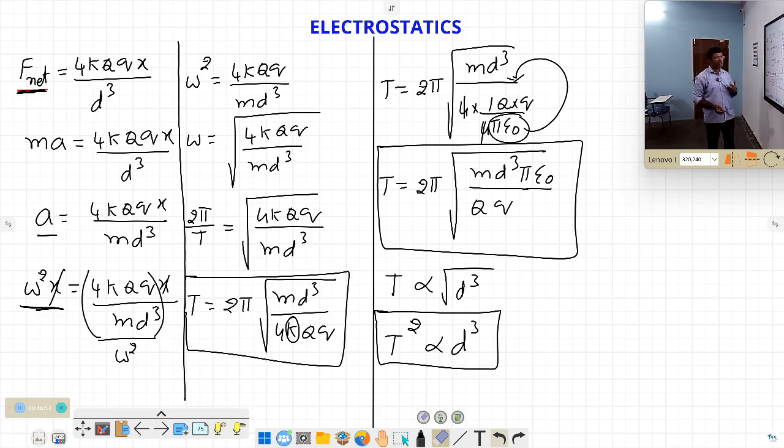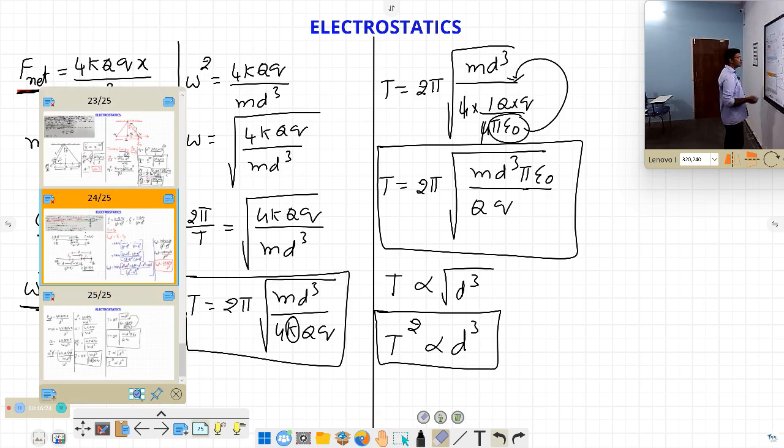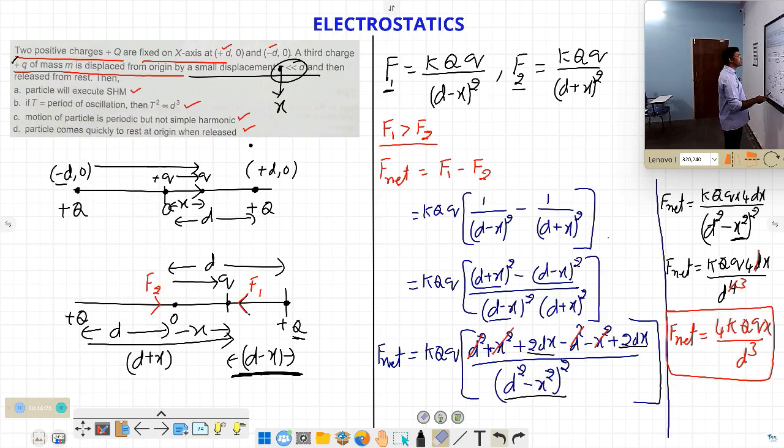If any particle is under the SHM condition, the acceleration must be opposite to displacement. So here also it is giving acceleration is related to displacement. If you see the options of this question, what is given? First option, particle will execute SHM. This is one of the conditions we can say is correct. Particle will execute SHM because length is very small, so it is performing oscillation, so it is correct.